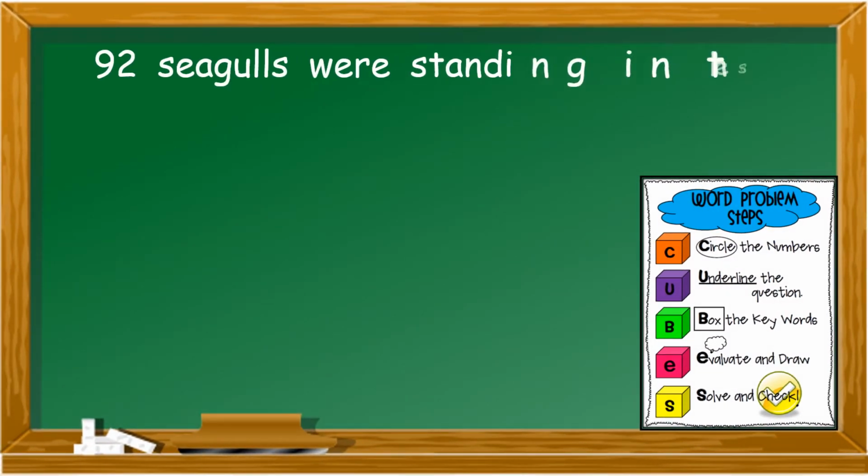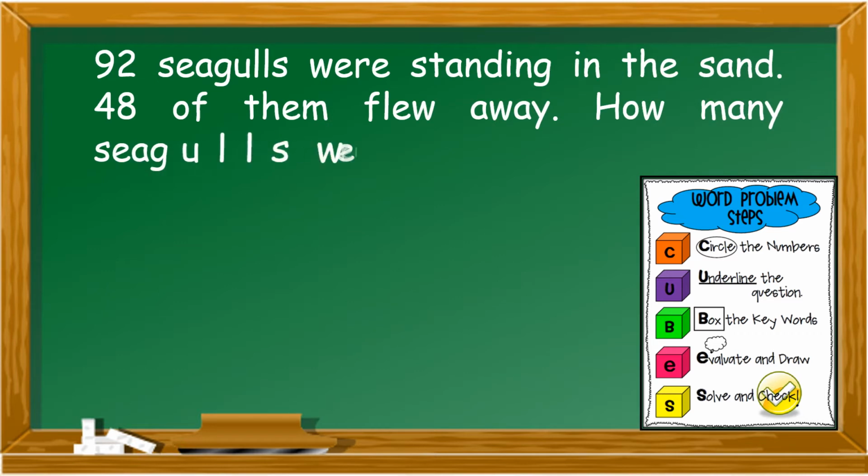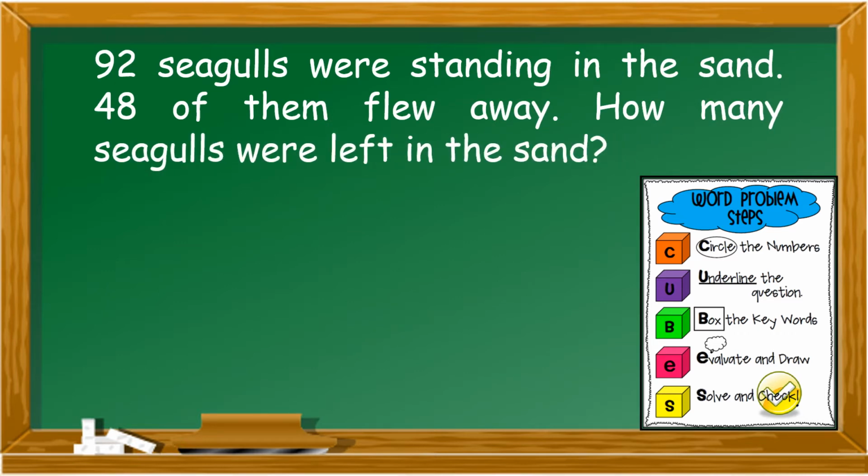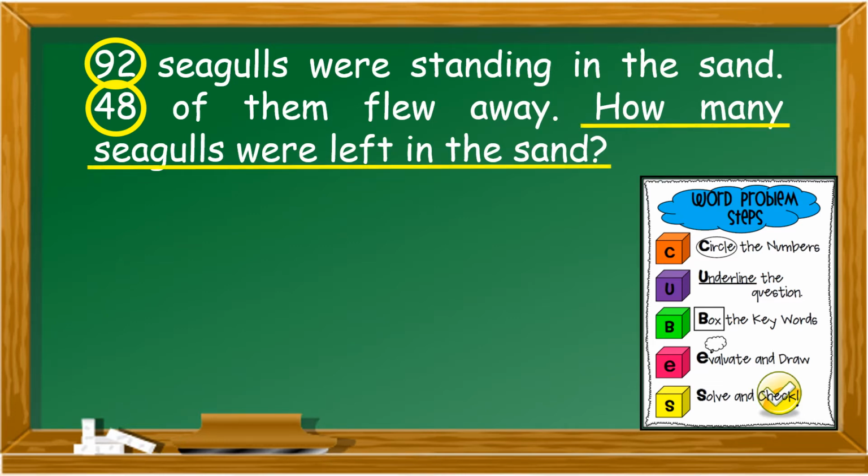"92 seagulls were standing in the sand. 48 of them flew away. How many seagulls were left in the sand?" Well, let's use CUBES. Step 1, circle the numbers. Step 2, underline the question sentence. The question sentence is, very good, how many seagulls were left in the sand?